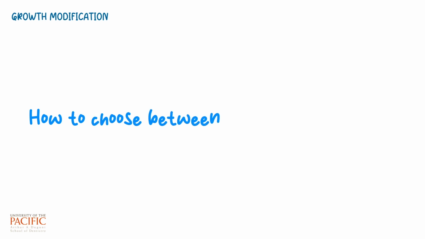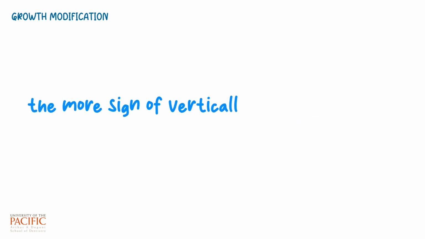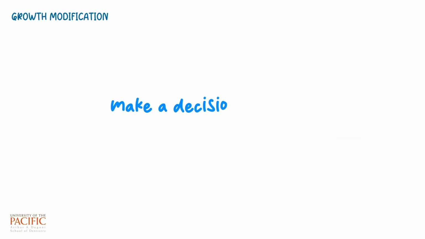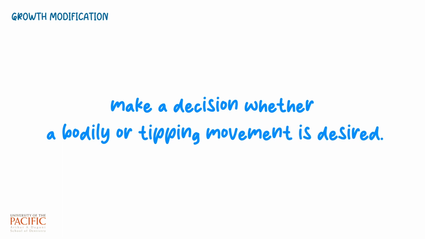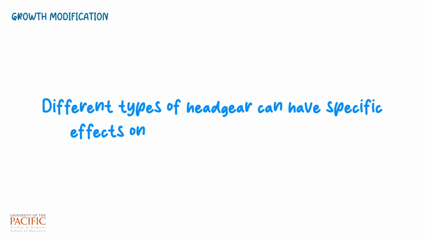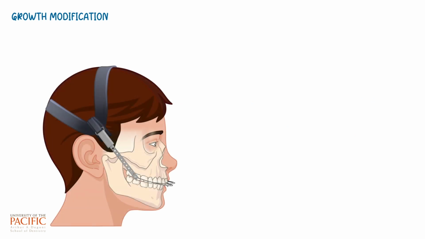Choosing the right headgear depends on several factors. Firstly, the signs of vertically excessive growth will determine the direction of the pull. Secondly, the desired type of teeth movement, whether bodily or tipping, will also influence the choice. Different types of headgear can have specific effects on maxillary molars movement.